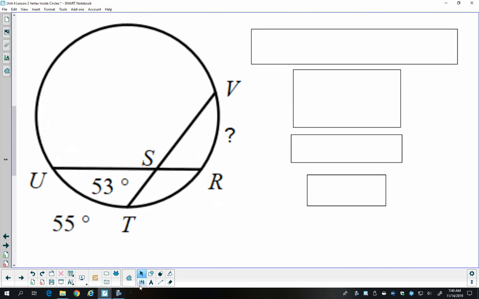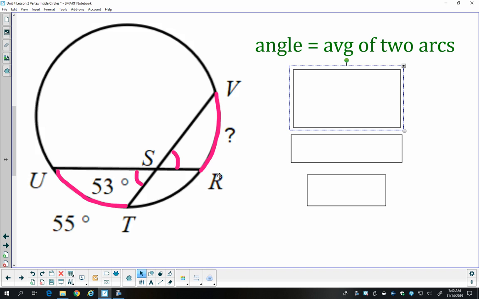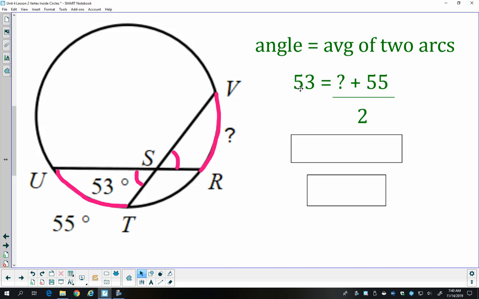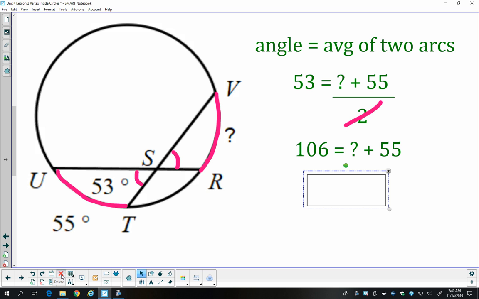Let me do another one. 53 belongs to this angle. It intercepts this arc of 55 degrees. Its vertical angle intercepts the arc that we're looking for. And so we'll plug in, of course, writing the formula. 53 goes in for the angle, and then I'll average the two arcs. Again, I can't simplify this side. I have to multiply both sides by 2, which would cancel that 2 and make that 53 106. Subtract 55, and I get 51 degrees for my arc over here.